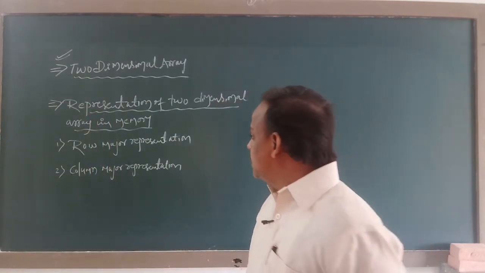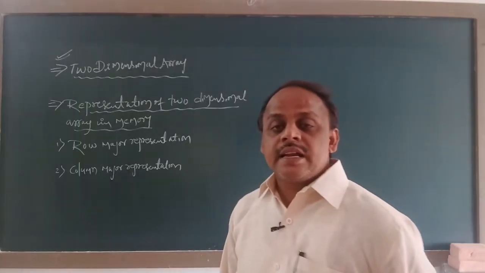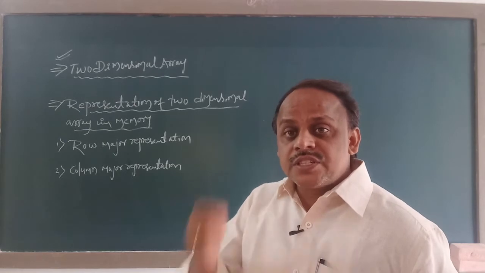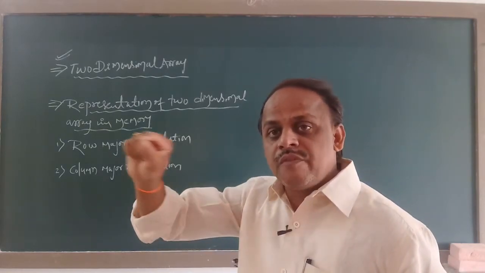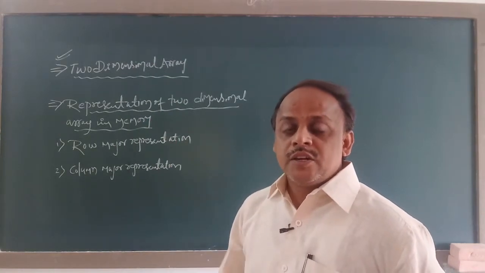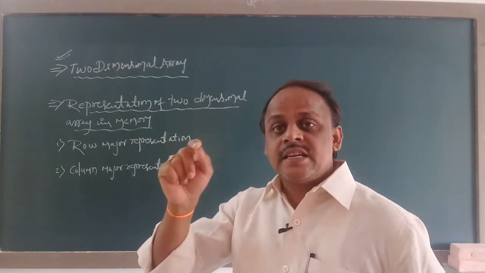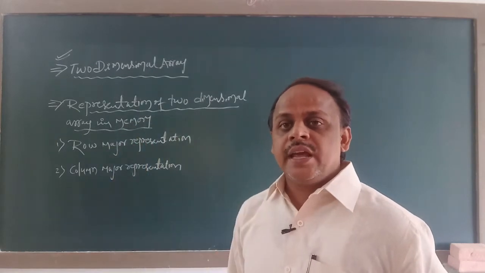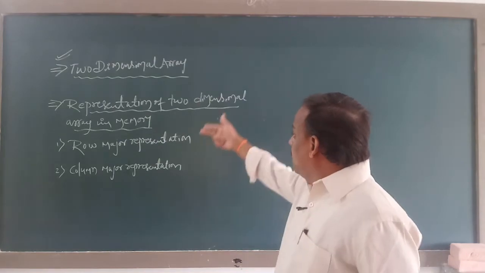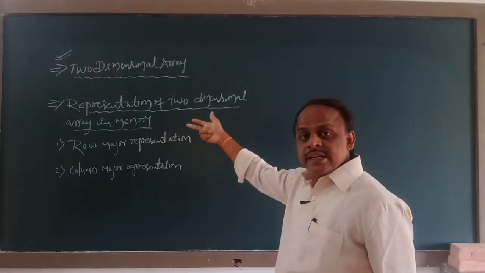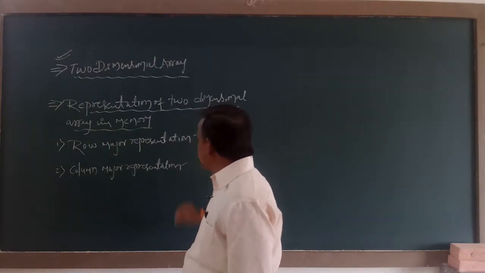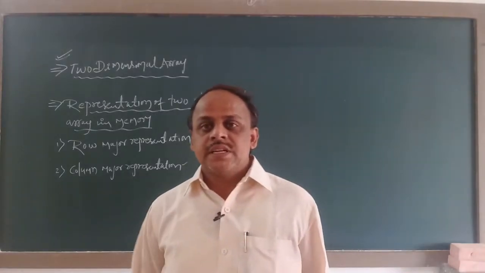That's why it says, let us consider an array A with two subscripts in such a way that the first subscript represents the row of the array and the second subscript represents the column of the array. Let m indicate the number of rows in the array and n indicate the number of columns. Then a two-dimensional array can be represented in two ways. First one is row major representation and the second one is column major representation.